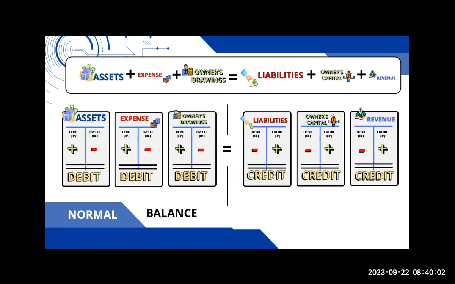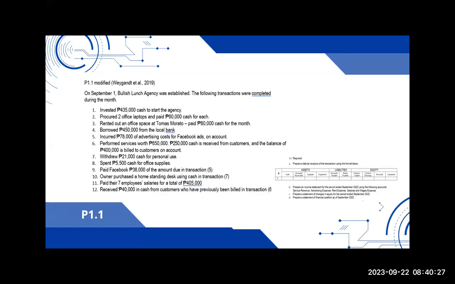And then, the decreases are the ones that go against their normal balance. So, the normal balance of the ones on the left is debit. So, credits signify decreases in that particular account. On the other hand, for liabilities, owner's capital, and revenue, their normal balance is credit. So, when they decrease, that should be debits. So now, I know it's kind of hard to figure it out at the start.